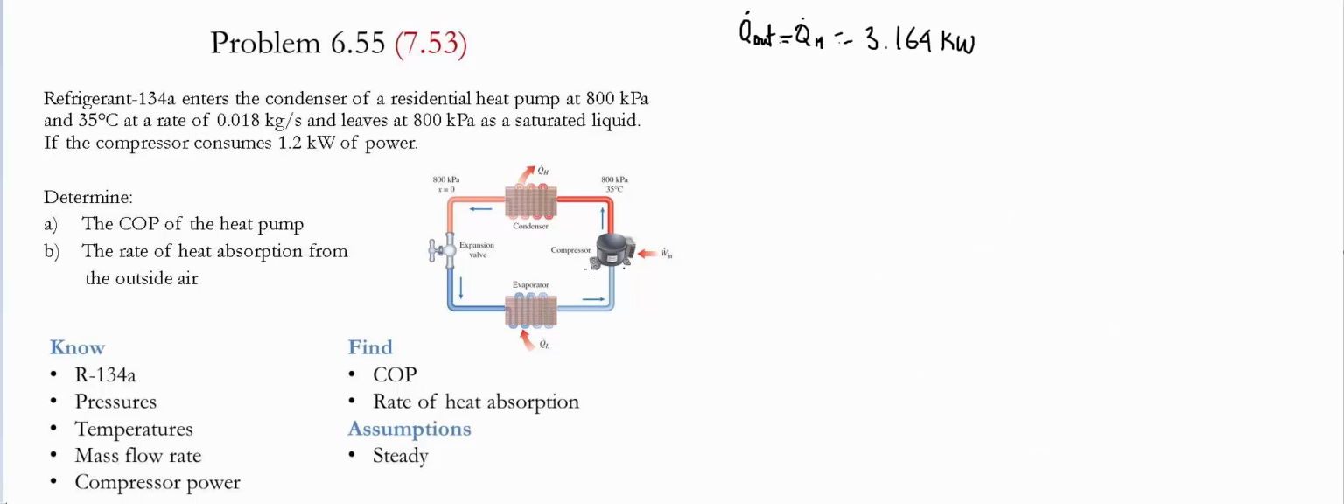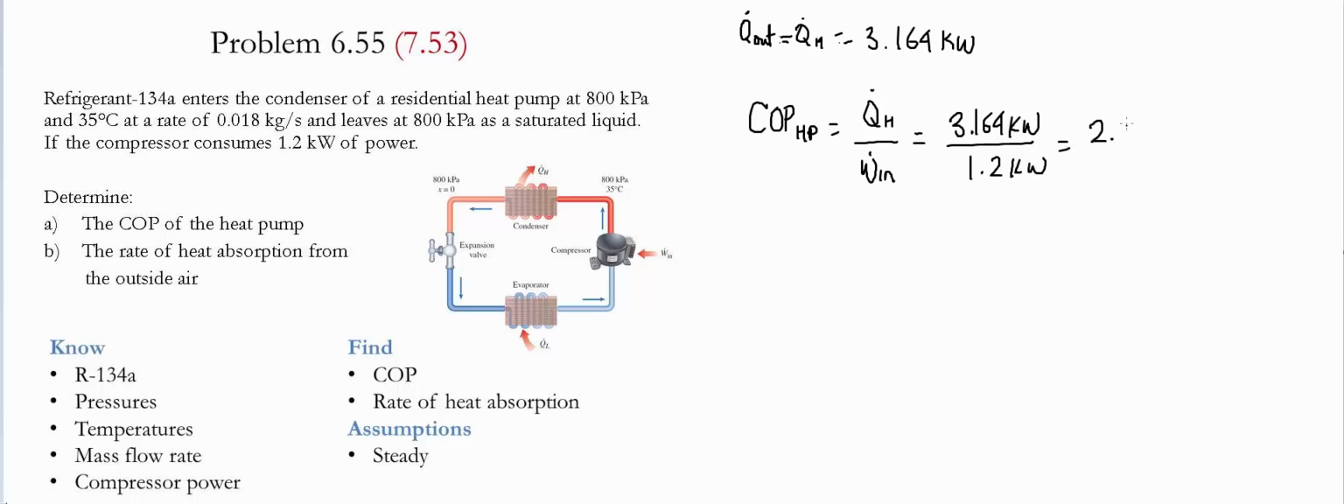Now that we have the rate of heat rejected by the condenser, we could find the coefficient of performance of the entire heat pump by using the value of the power entered into the compressor and the heat rejected by the condenser. So the coefficient of performance for this heat pump is going to be equal to the rate of heat that was rejected divided by the power going into the compressor. That gives us 3.164 kilowatts divided by the power, which was equal to 1.2 kilowatts. That means that the coefficient of performance of this heat pump is equal to 2.64.